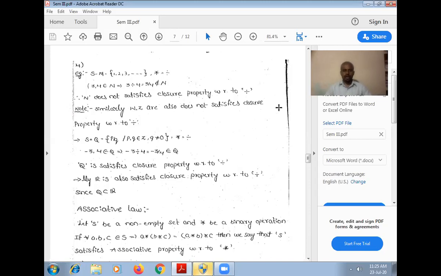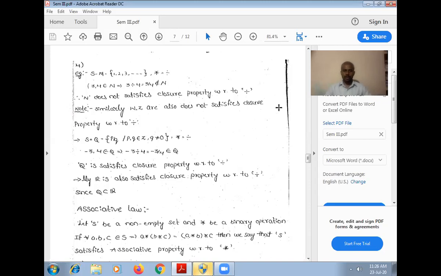So now 3, 4 belongs to Q. That implies 3 by 4. So 3 by 4 is in the form of p by q, and 3, 4 are integers. So 3 by 4 belongs to Q. So Q satisfies the closure property with respect to divide. So R also satisfies the closure property with respect to divide. So I have given 4 examples on 4 operations: plus, into, minus, divide.